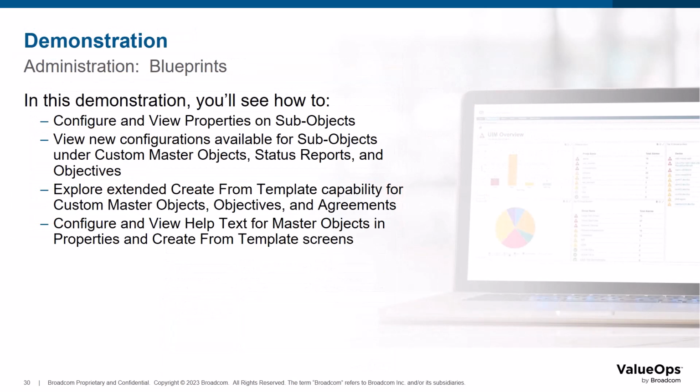Next, I'll demonstrate how to configure and view properties on subobjects. Then, I'll demonstrate the new configurations that are available for subobjects under Custom Master Objects, Status Reports, and Objectives. After that, we'll explore the extended capability, Create from Template, for Custom Master Objects, Objectives, and Agreements. And the last thing that I'll demonstrate is how to configure and view help text for master objects and properties in the Create from Template screens.